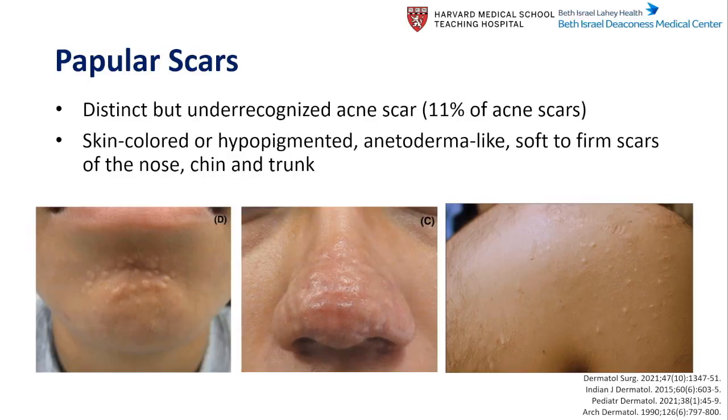So now let's move on to papular scars. Papular scars are not rare and very distinct, but somehow under-recognized. When you do a skin check, you can see slightly hypopigmented, tiny papules, usually on the shoulders or upper trunk. That's actually a papular scar, which can also happen on the center of the face, nose, and chin.